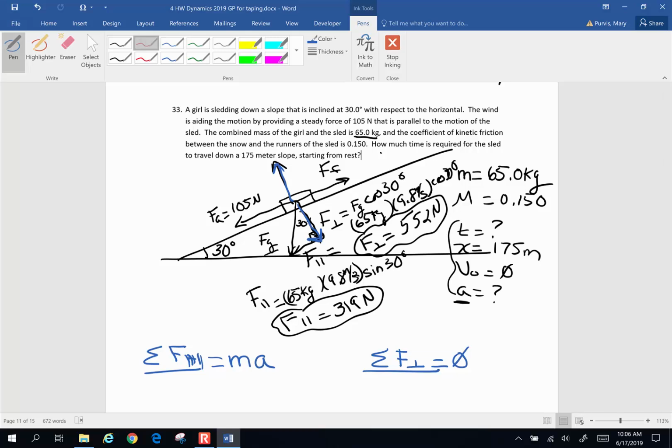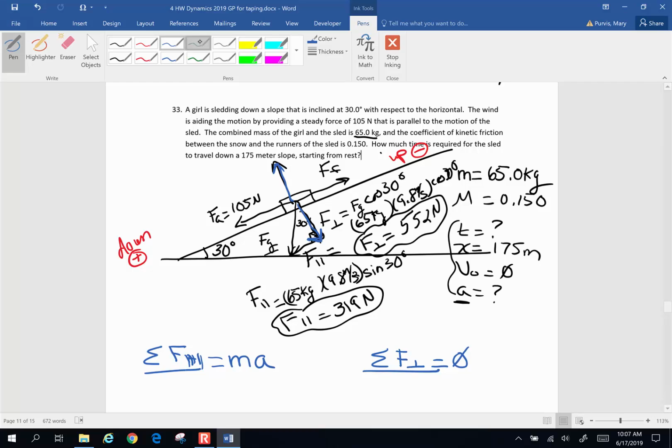I'm going to set this up so everything that's up the incline is going to be negative, and everything that provides a motion down the incline I'm going to call positive. You are the problem solver. You can do it any way you want. So let's write our equations. Forces parallel to the incline.